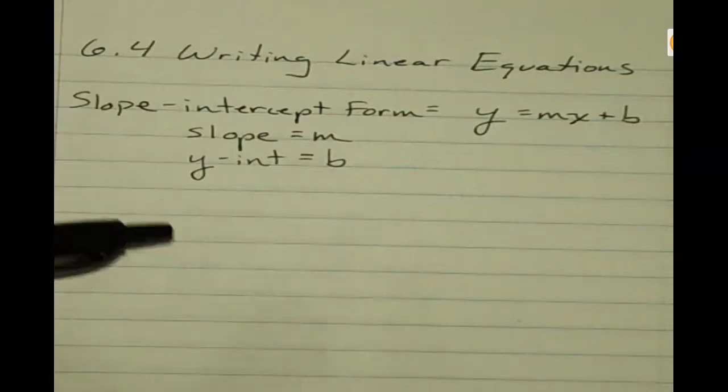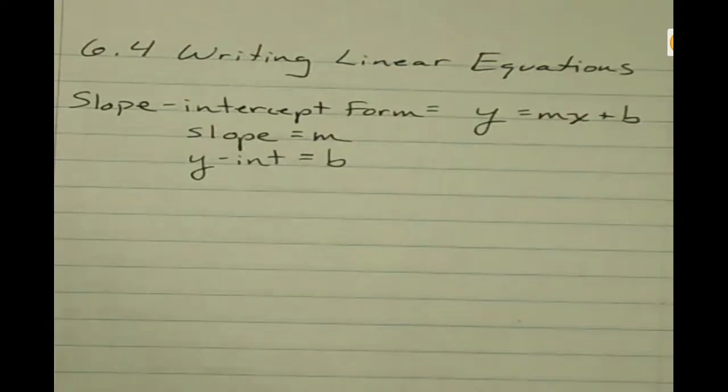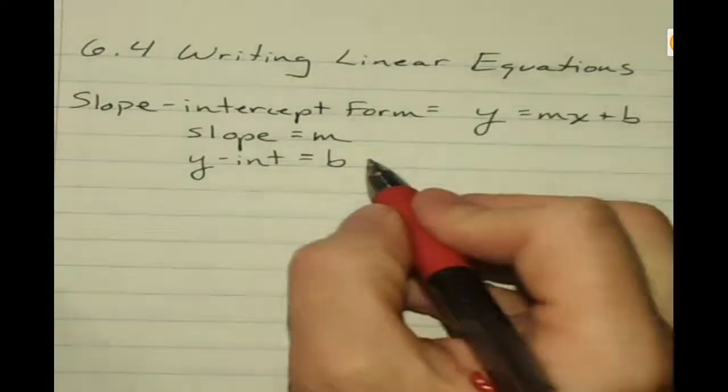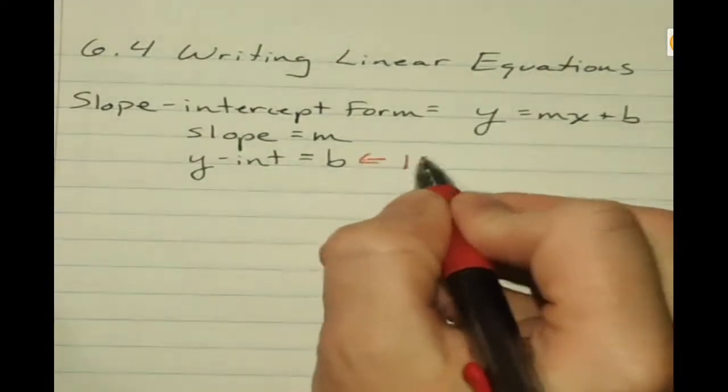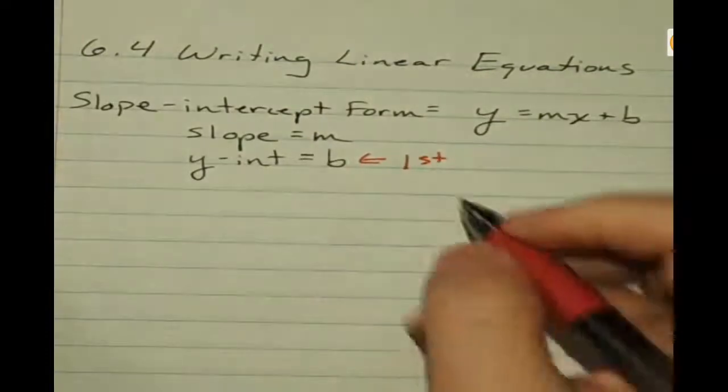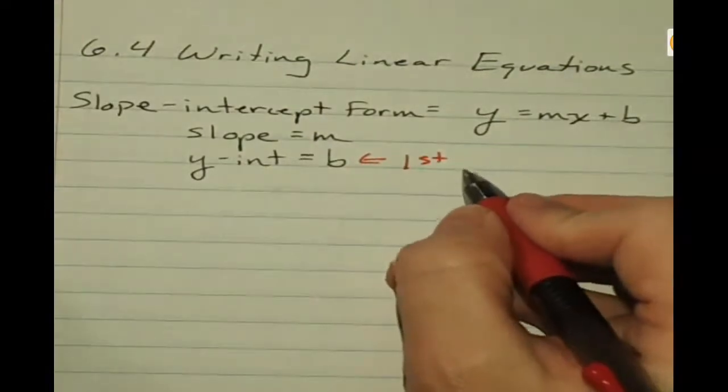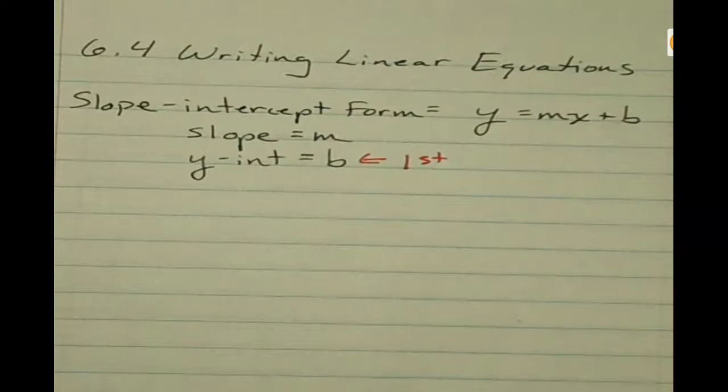When we're about to graph, what is the first thing that we put on our Cartesian plane? This is the first thing you plot. I'm just going to put first. That's the first thing you stick on that graph, is that dot. You have to understand that. All right, so let's move on.